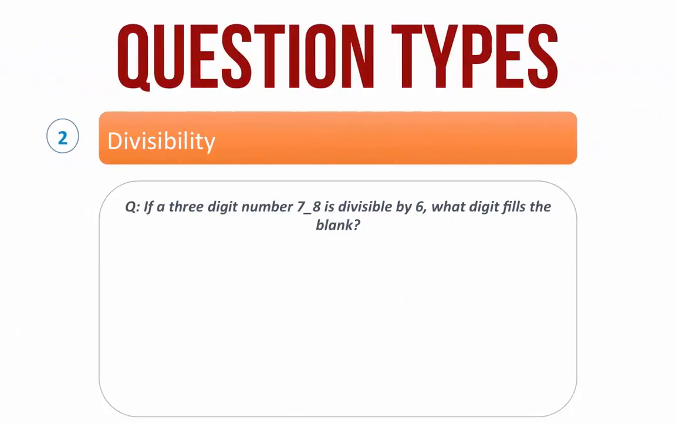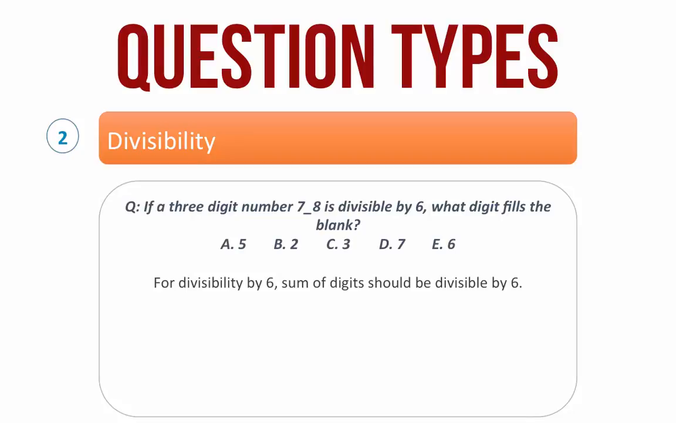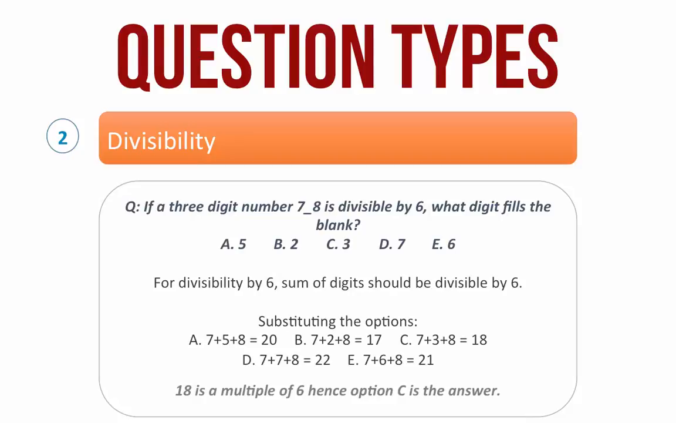Divisibility. If a 3-digit number 7-8 is divisible by 6, what digit fills the blank? The options given are A5, B2, C3, D7, E6. For divisibility by 6, sum of digits should be divisible by 6. Substituting the options we have A. 7 plus 5 plus 8 is equal to 20. B. 7 plus 2 plus 8 is equal to 17. C. 7 plus 3 plus 8 is equal to 18. We see here that 18 is divisible by 6. So, C is the correct answer.